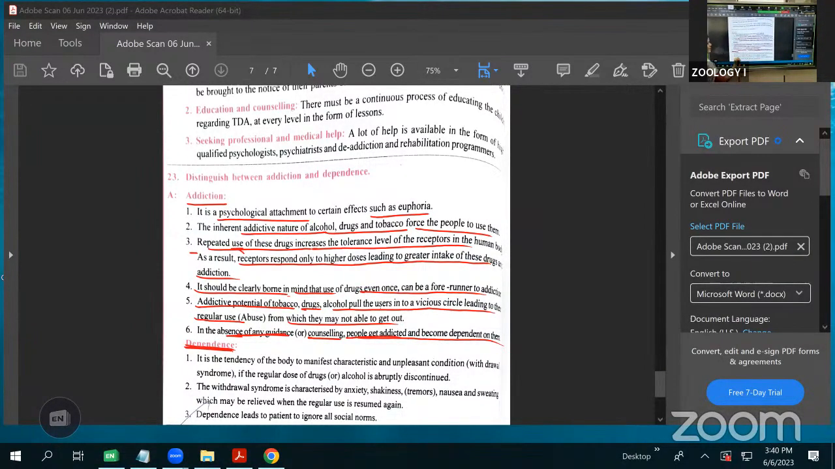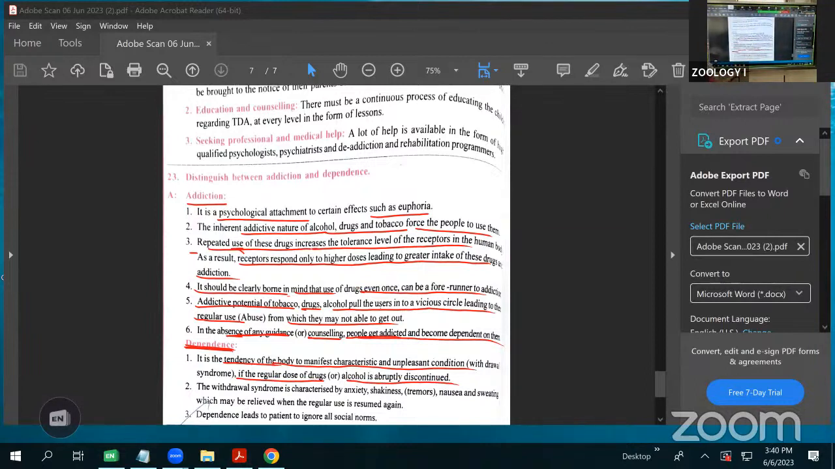It means the tendency of the body. Before that, we are daily increasing the dosage and they are taking it. But in dependence, they are not able to live without that. That we call dependence. Clear? The tendency of the body to manifest characteristic unpleasant conditions. If they are not taking that type of TDA, unpleasant conditions will occur. Clear? If the regular dose of drugs or alcohol is discontinued, that will occur.